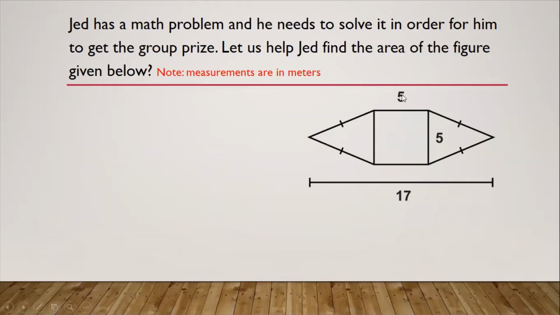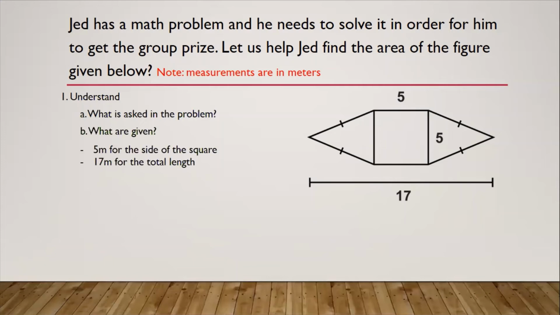So we have here 5 meters for this side of our square. The other side is also 5 meters and the total length is 17 meters. Let us understand the problem. What is asked? For this problem, we are asked to find the area of this figure. And the given, we have 5 meters for the side of the square and 17 meters for the total length. Now let's plan.